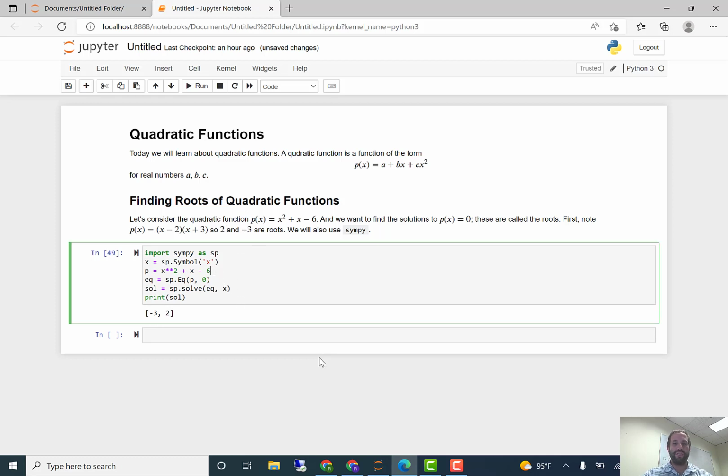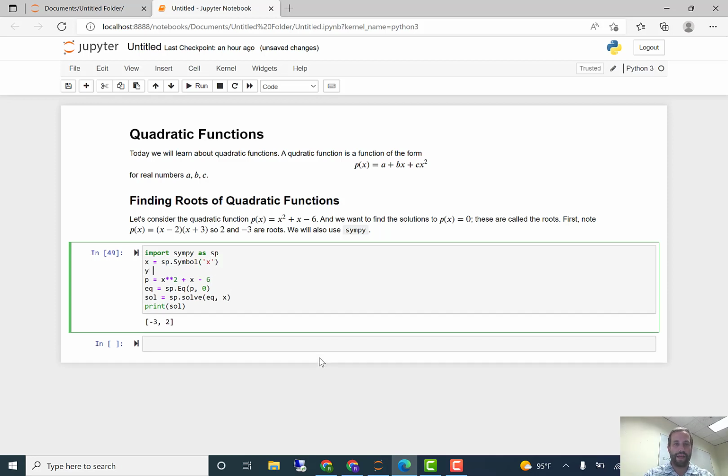We can also do this with multiple variables. Let's say I want to add a y, so y is equal to sp.Symbol, and now let's add plus y. Everything's going to run the same, except the equation is going to be x squared plus x minus 6 plus y is equal to 0, and we want to solve this for x and y.